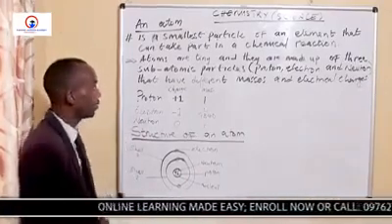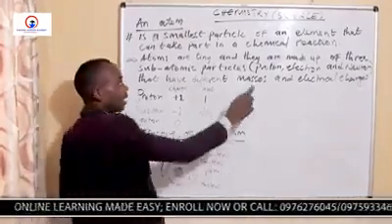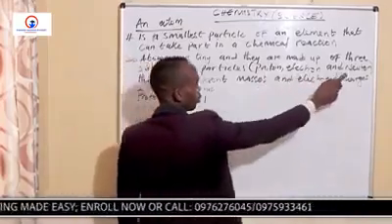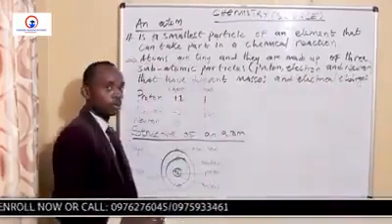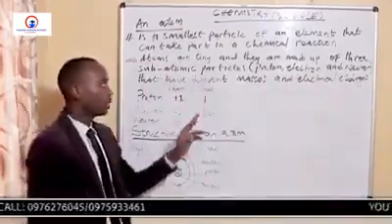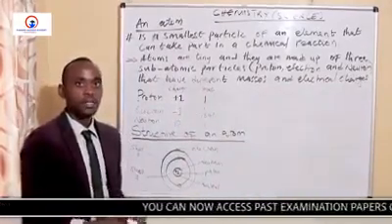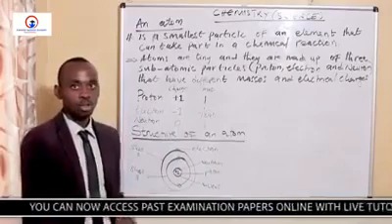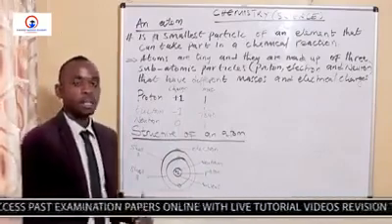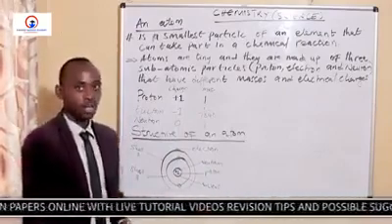The 3 subatomic particles that we're talking about are the protons, electrons, and neutrons. What we need to understand is that protons, electrons, and neutrons differ in terms of their masses, their charges, and also their location.